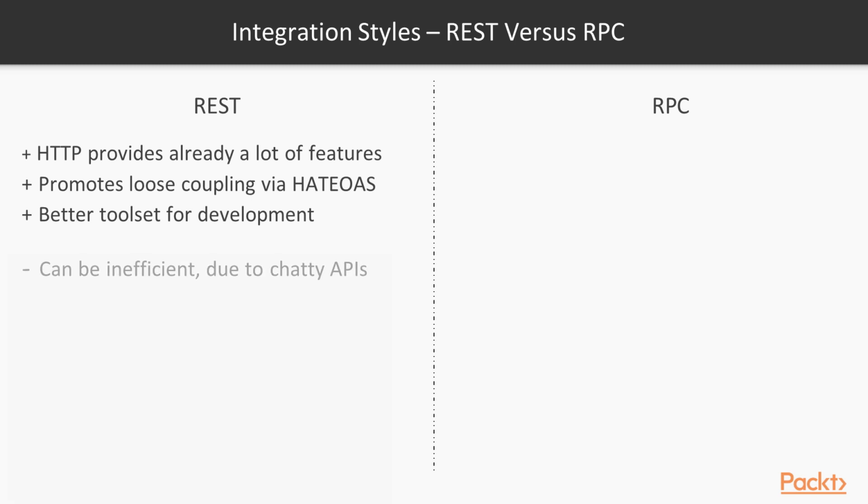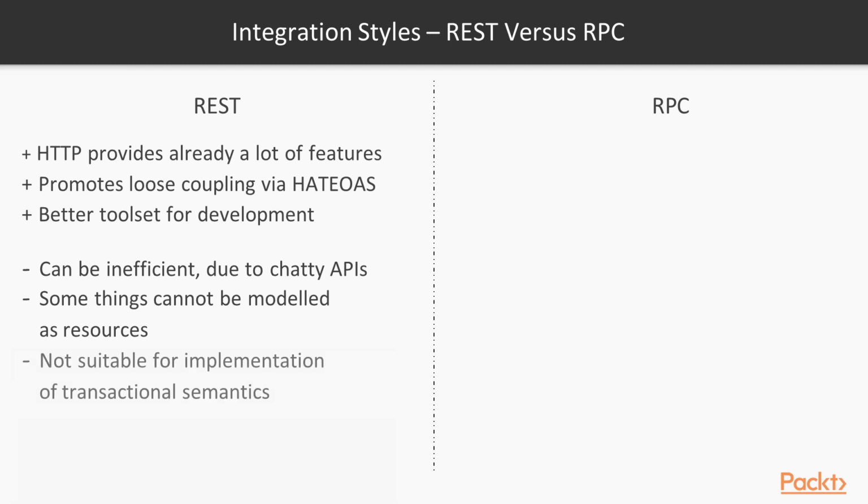However, REST can be inefficient at times because splitting our interfaces based on resources can force us to make many more network calls. Furthermore, some things cannot be modeled as resources, such as the operation of printing a document. Lastly, because of its distributed nature and fine-grained interfaces, it's not very suitable for implementing transactional semantics.